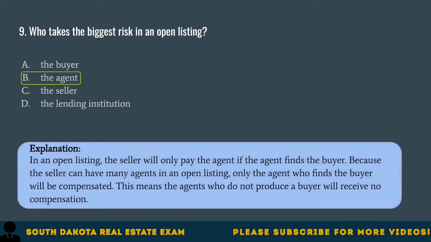In an open listing, the seller will only pay the agent if the agent finds the buyer. Because the seller can have many agents in an open listing, only the agent who finds the buyer will be compensated. This means the agents who do not produce a buyer will receive no compensation.